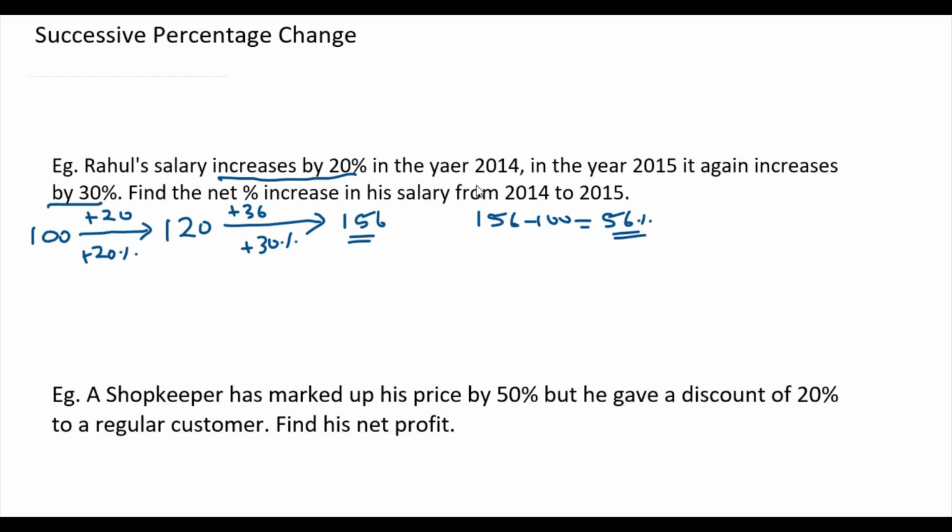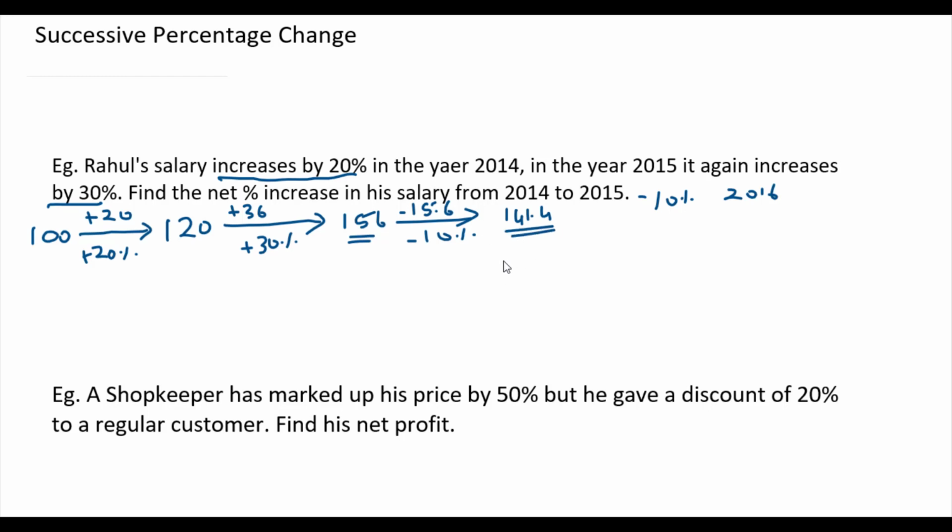Now, suppose for example, if you want to take it forward, let's say in the year 2016 his salary reduced by 10%, or a 10% reduction in the year 2016. So how do we calculate this? A 10% reduction will represent 10% of 156, which is 15.6. So if we subtract 15.6 from 156, what we will get is 141.4.